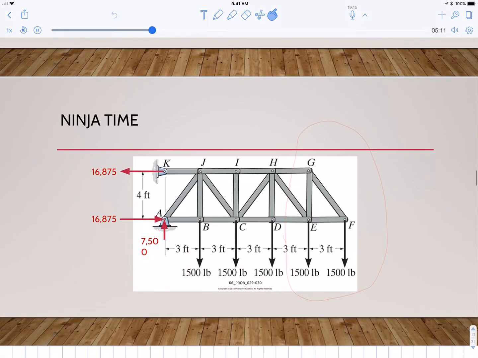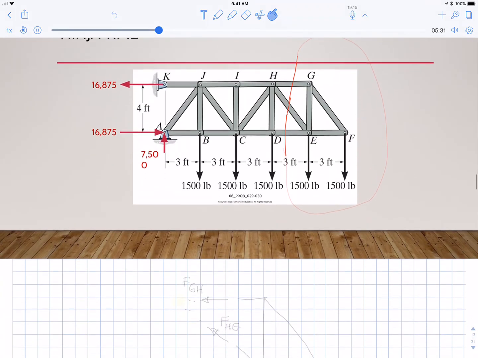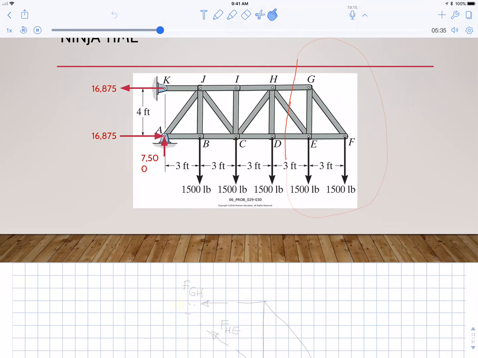Now it's time to make the slice. And I've not told you 3 members to cut through. I said find the force in that one, HE. It's up to you to make a slice that will only cut 3. Well, it's pretty obvious that this right here is going to be the slice. Okay, now you can close either to the left or to the right. And what we're going to do is close to the right.